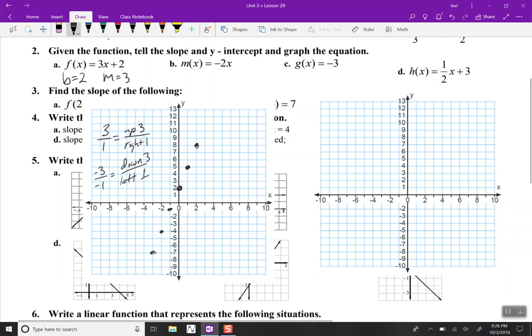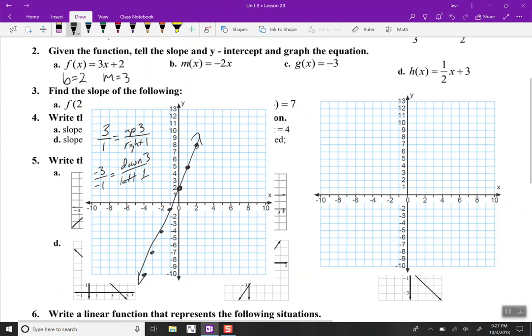And you can see that either way, we stay on our line. If we were at this point, how would we move this direction? We'd go up 3, right 1. How would we move this direction? We'd go down 3, left 1. So it doesn't make any difference, is what I'm getting at.